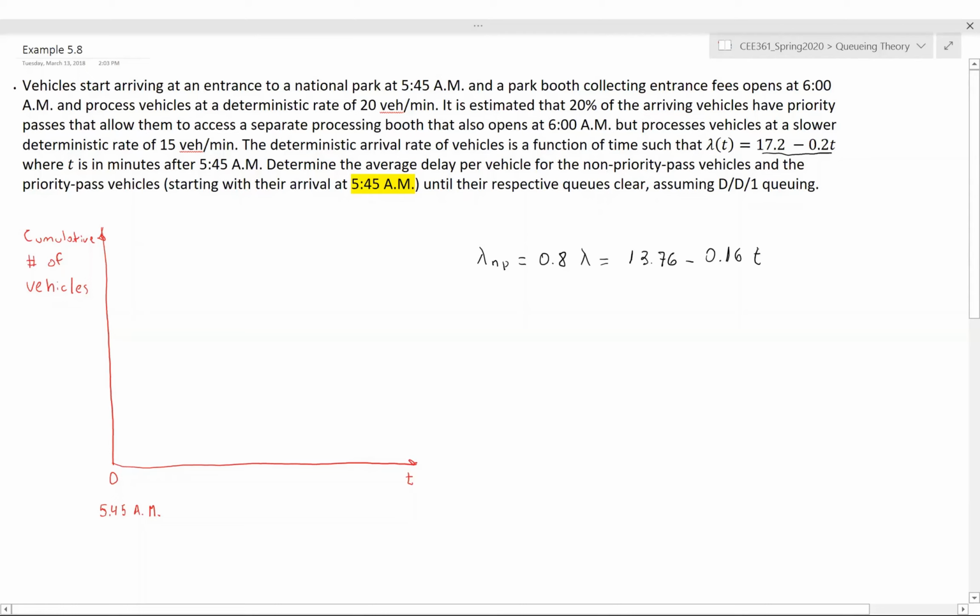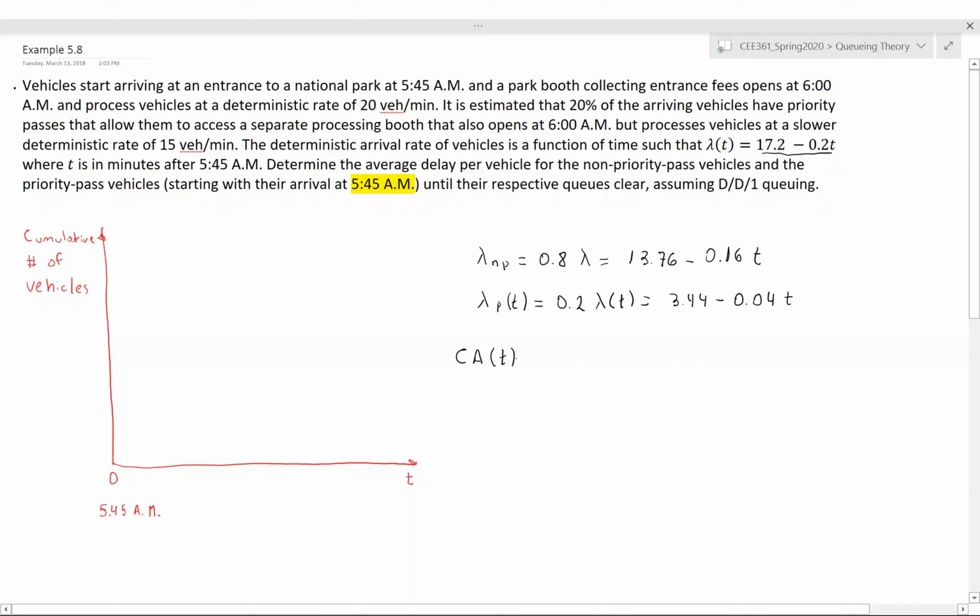So that's the arrival rate for non-priority pass vehicles, and obviously for priority pass vehicles it would be, and I forgot to put, it's a function of t in both cases. It will be 0.2 lambda of t, and that's equal to 3.44 minus 0.04 t.